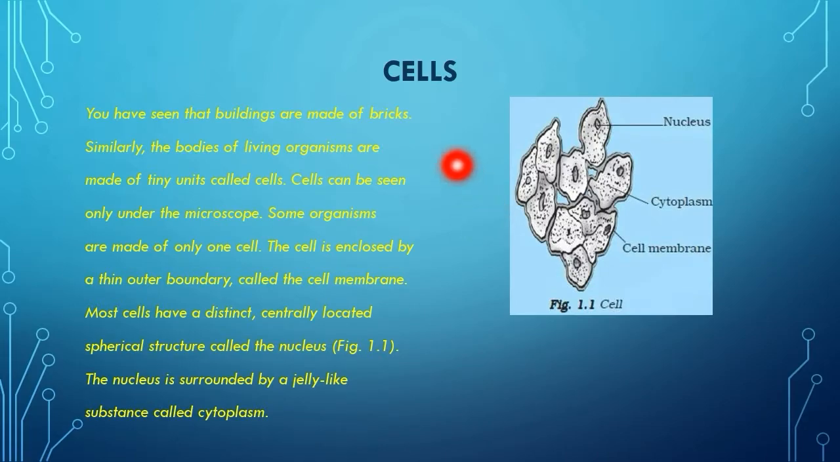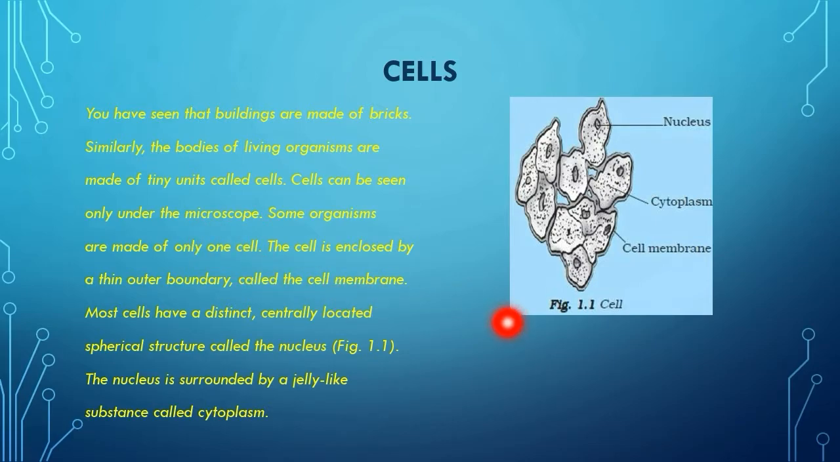Now let us see about cells. What are buildings made up of? Bricks. Likewise, the bodies of living organisms are made up of tiny units called cells. Can cells be seen by naked eyes? No, cells can be only seen by a device called microscope.